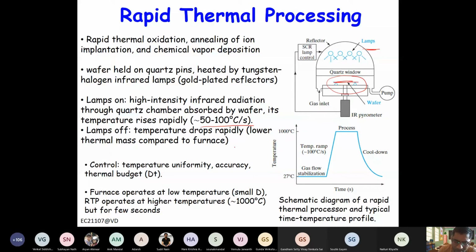So either you apply high temperature for a few seconds, which is done in rapid thermal processing or RTP, or you apply a little lower temperature for a longer time, right? Usually done in a furnace, because in a furnace you cannot quickly raise and lower the temperature, which you can do in RTP. So with that you can have better control of temperature uniformity and accuracy in the thermal budget, right?